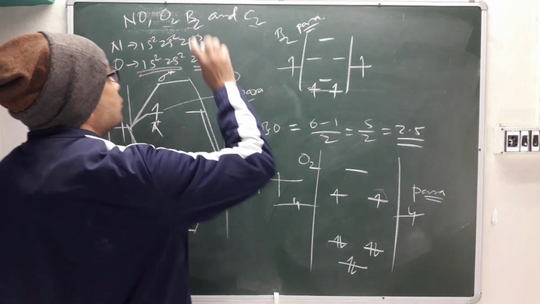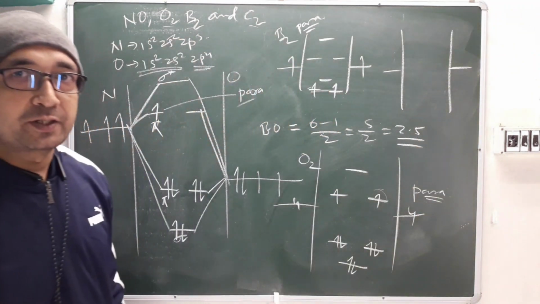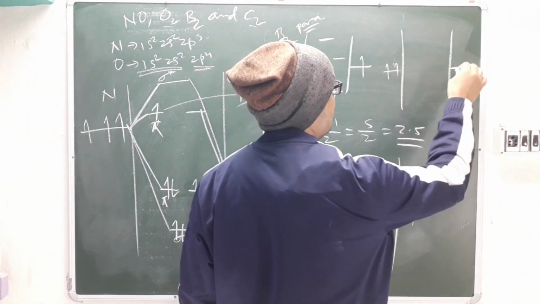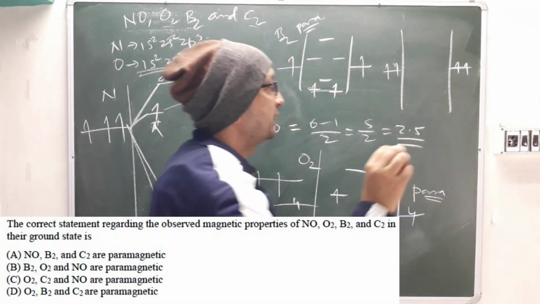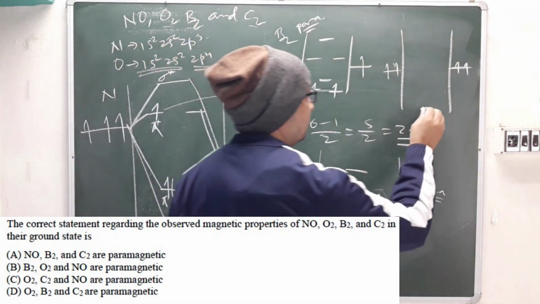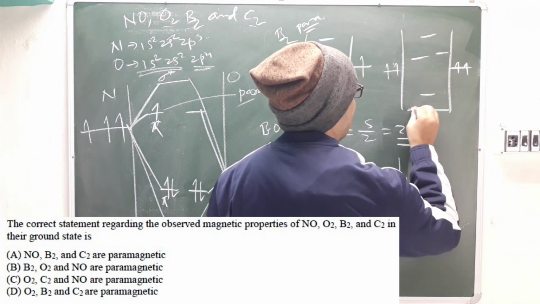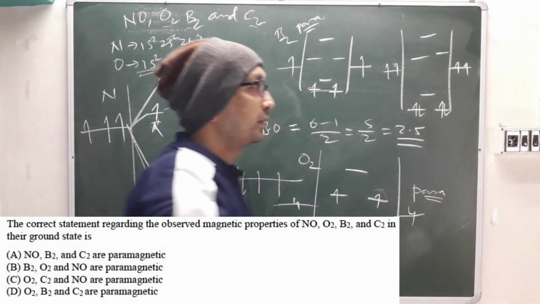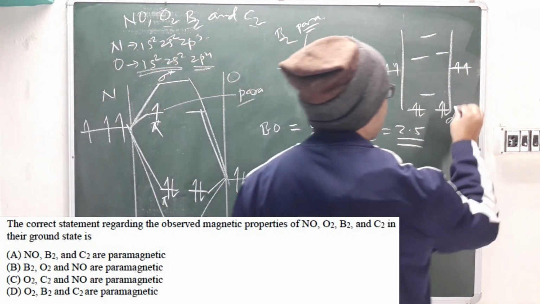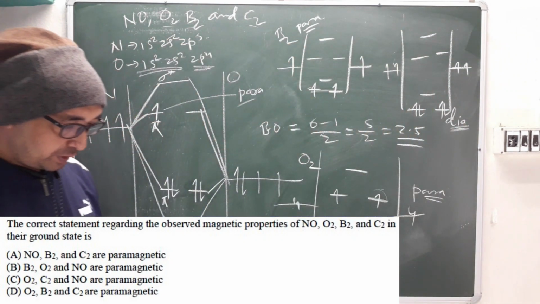And then C2. Okay, 2p2, right? So you can write 1, 2, 1, 2. Now you just see it. For carbon, sp mixing will be there. So 1, 2, 3, 1, 2, 3, so it will be 1, 2, 3, 4. So what is happening here? Here it will be diamagnetic. So all the remaining are para, only one is dia.